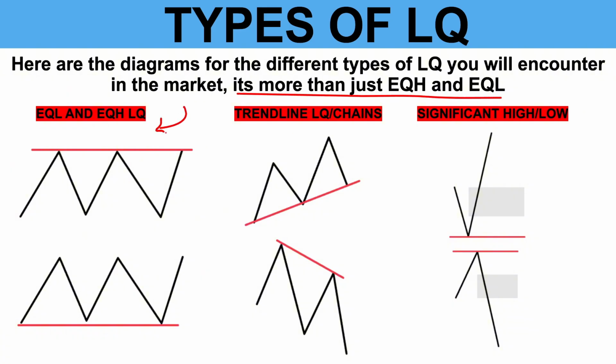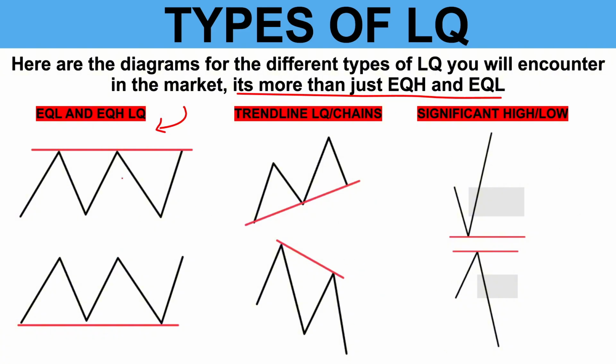Because if you look over here, what can you see? This is what we all know liquidity as: equal highs and equal lows. It is more than just that, because this is of course one of the types of liquidities that we will go over, and it is a very common type of liquidity that you will see in the markets. However, equal highs and equal lows are just the tip of the iceberg. We have all of these to go over next.